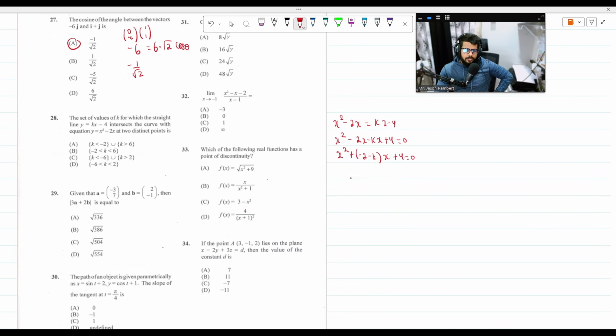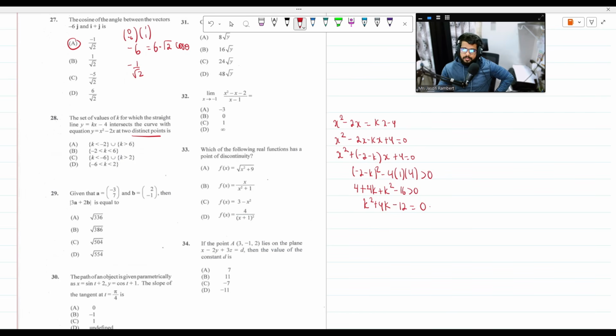b squared minus 4ac for two distinct points is greater than 0. b squared minus 4ac is greater than 0. Minus 2 minus k, squared, is 4 plus 4k plus k squared, minus 16 is greater than 0. k squared plus 4k minus 12, and I'll put in equal to 0.